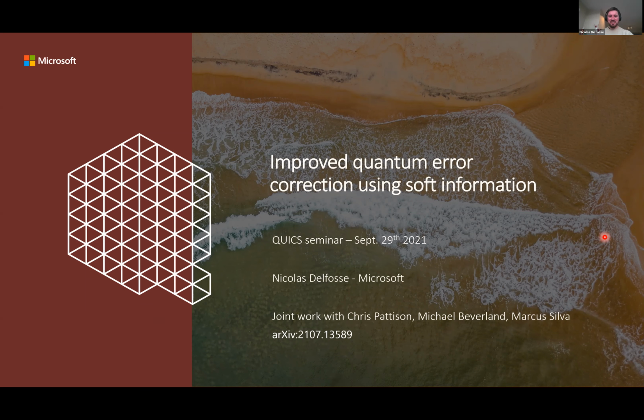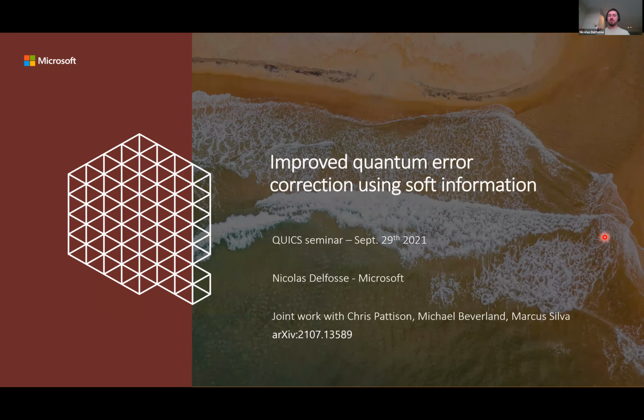Thank you for the invitation, and thank you everyone for joining. I'm happy to talk about this recent paper. It's joint work with Chris Pattison, who was an intern in our group, and with Michael Beverland and Marcus Silva. And it's about closing the gap between what we do in most of the quantum error correction literature, and what we observe in a lab when we run an experiment, when we run a measurement.